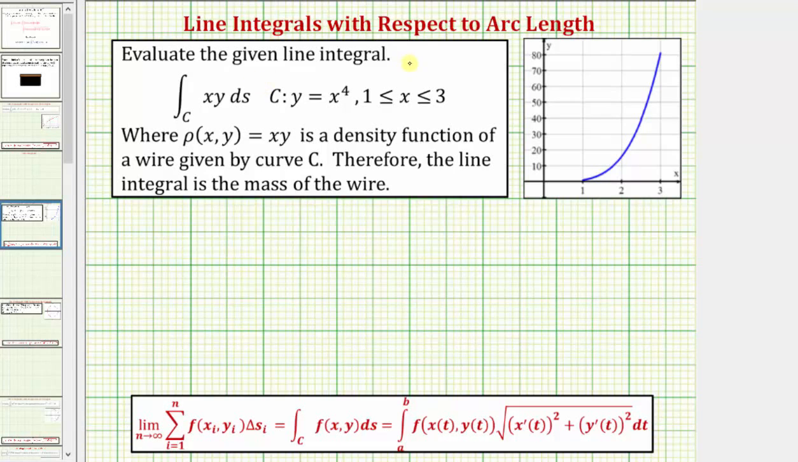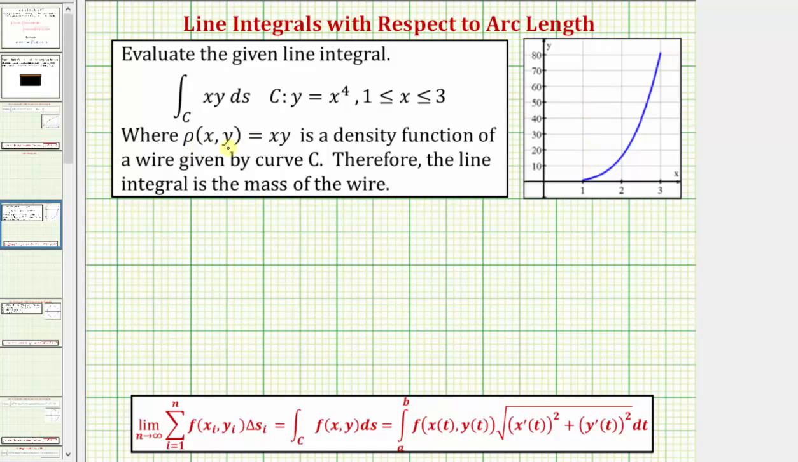We want to evaluate the given line integral, where we have the line integral of xy integrated along the curve C with respect to arc length. And we're given the curve C is y equals x to the fourth when x is on the closed interval from 1 to 3, so this would be the curve C.